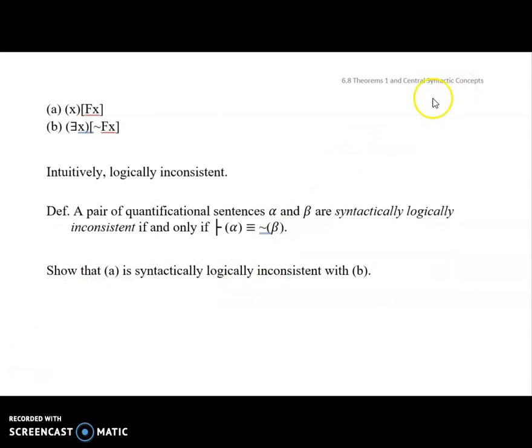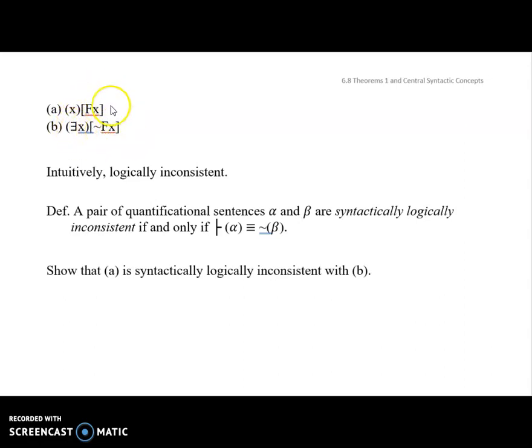Okay, let's investigate another important central syntactic concept, and that's the concept of being logically inconsistent, or syntactically logically inconsistent. So let's take a look at these two sentences by example. This one says everything is, let's say, red. Pick whatever you want out of Santa's bag. Whatever you picked out, it's guaranteed to be red. This says there exists at least one thing in Santa's bag that's not red.